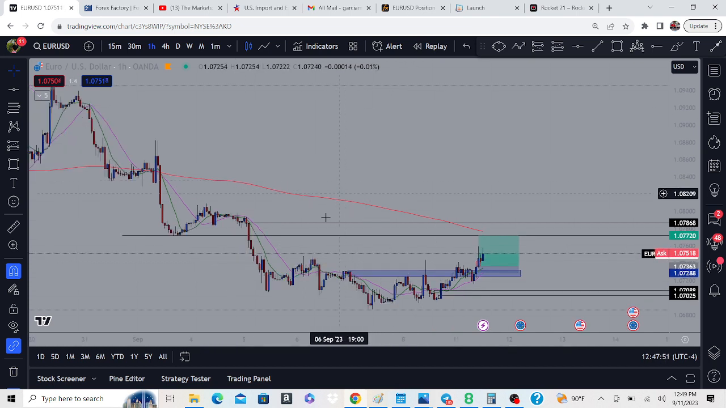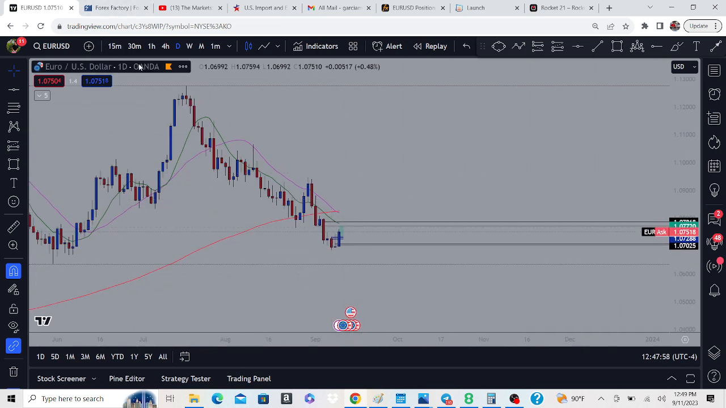price's intention is. So this is a strong supply where price can come up to, and here as well, due to the daily confluence, the first supply is very strong.